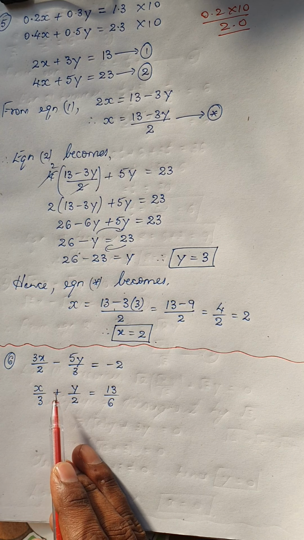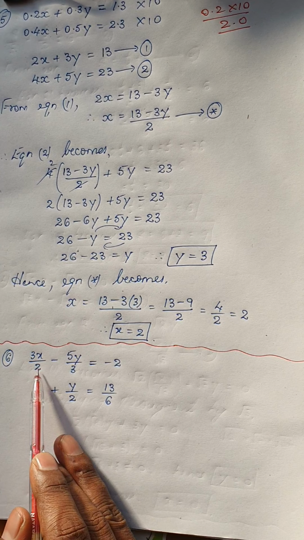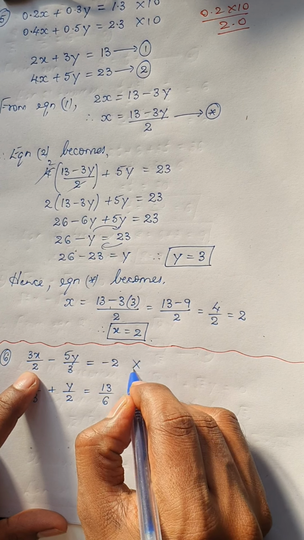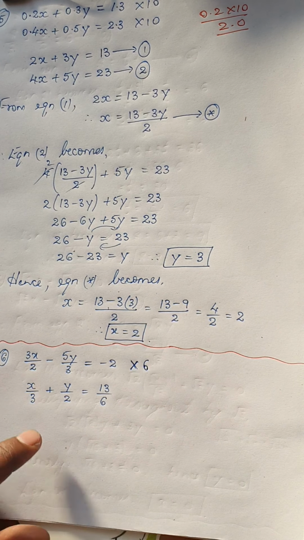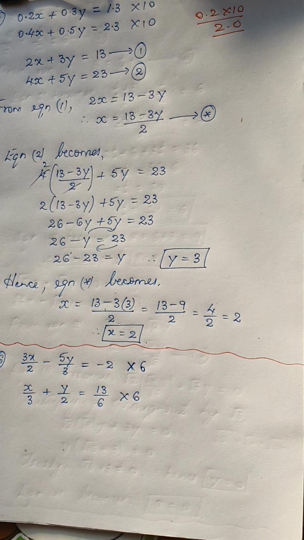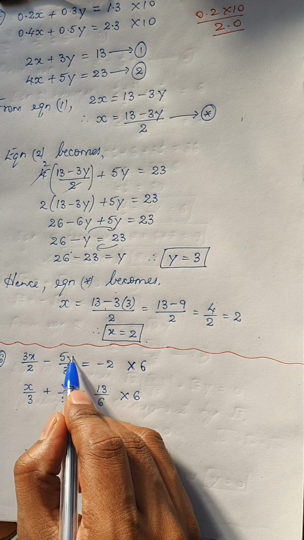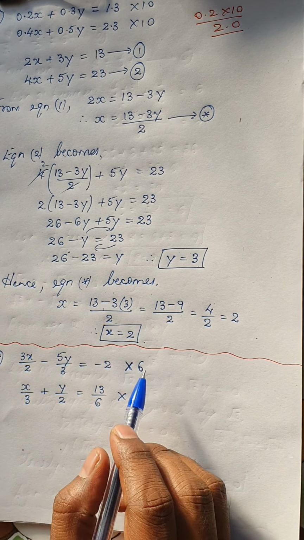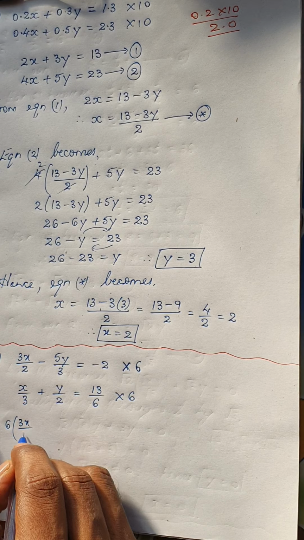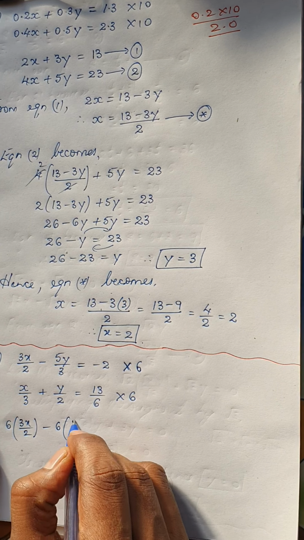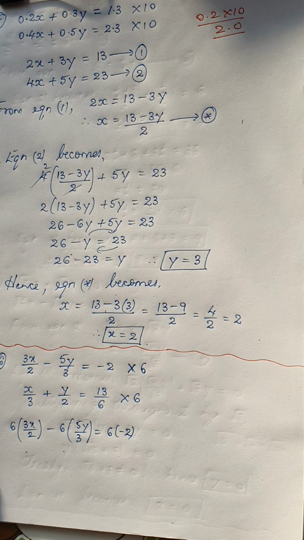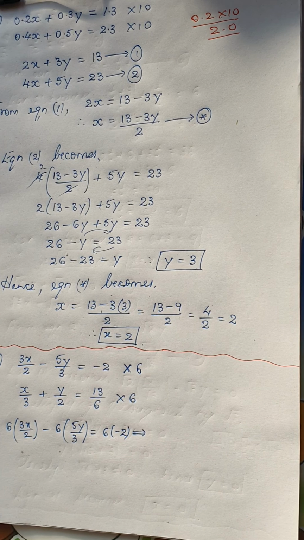Here, because I have fractions, check what the LCM of 2 and 3 is. The LCM of 2 and 3 would definitely be 6. So multiply that number to this equation and let us see what happens. Similarly, the LCM of 3 and 2 will be 6. Let me multiply 6 to this equation. Now the question which looks complicated will be very simple. So multiply, I'll get 6 into 3x by 2 minus 6 into 5y by 3 is nothing but 6 into minus 2.